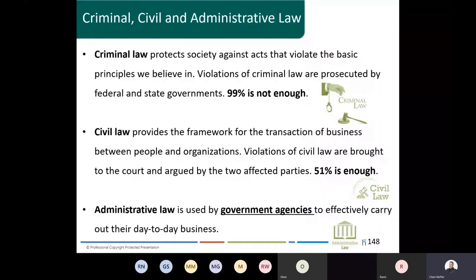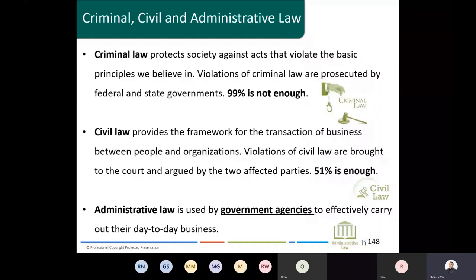In order for us to win the case in court, all we need to do is prove that 51% of the evidence or supporting story is on our side. 51% is enough because we win it by weight.